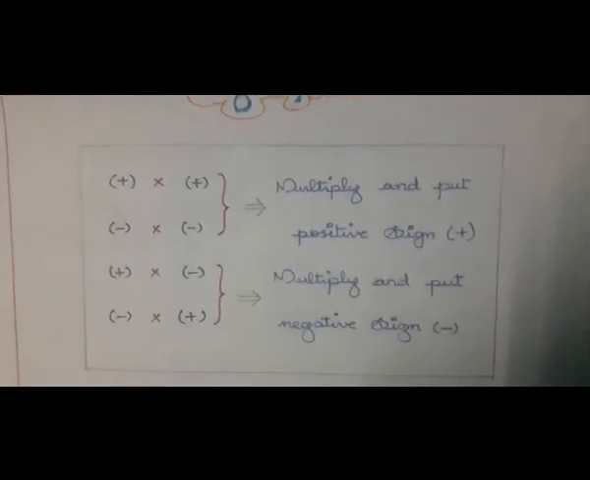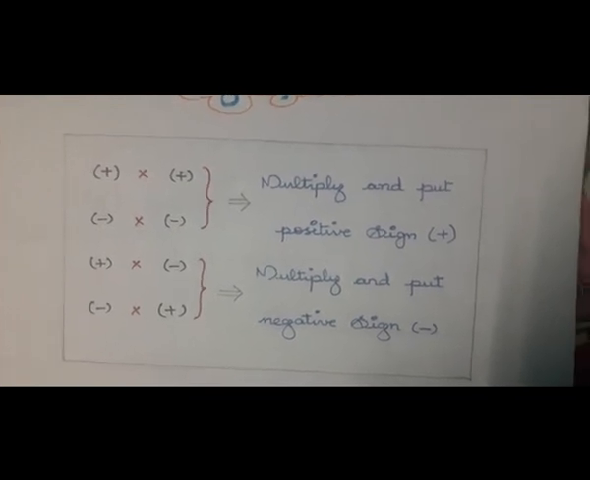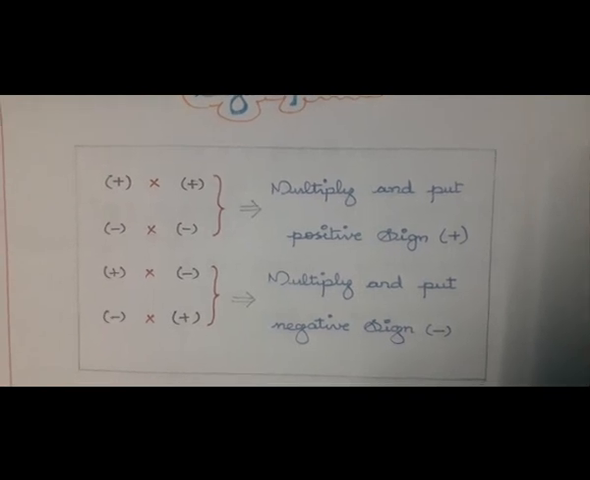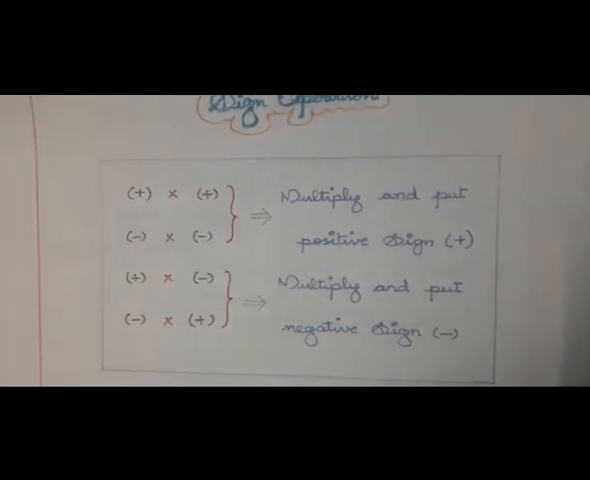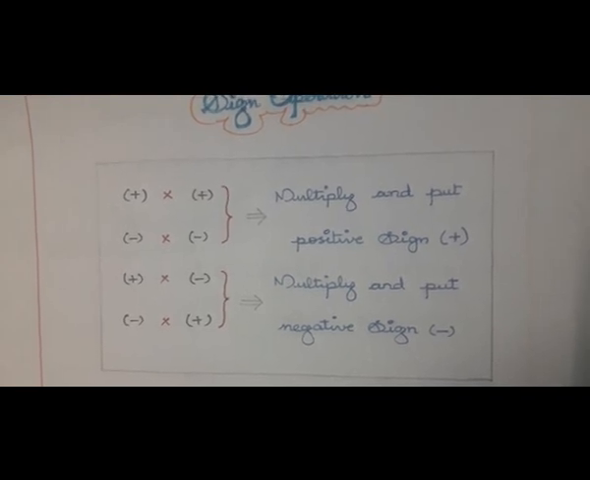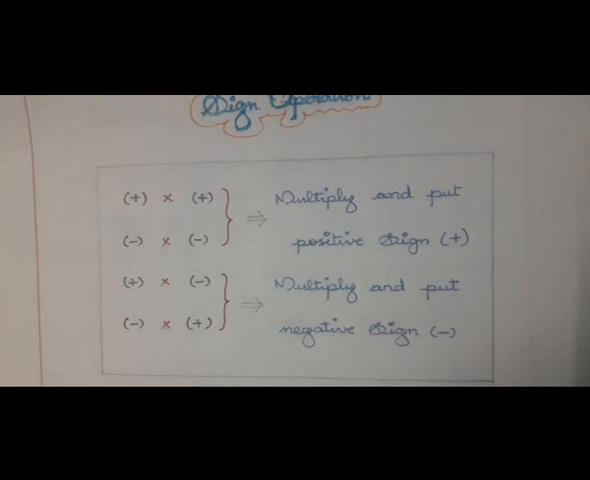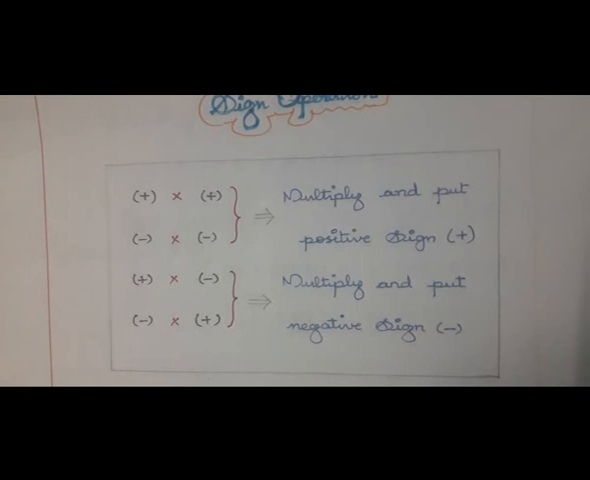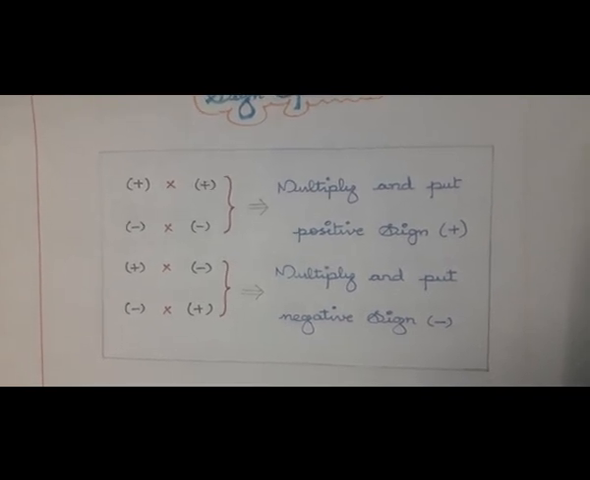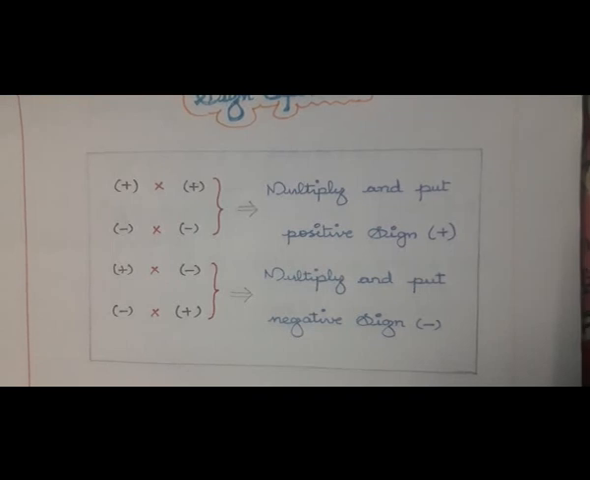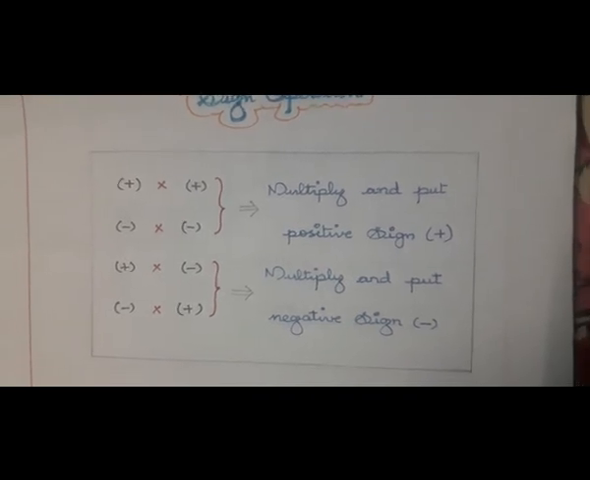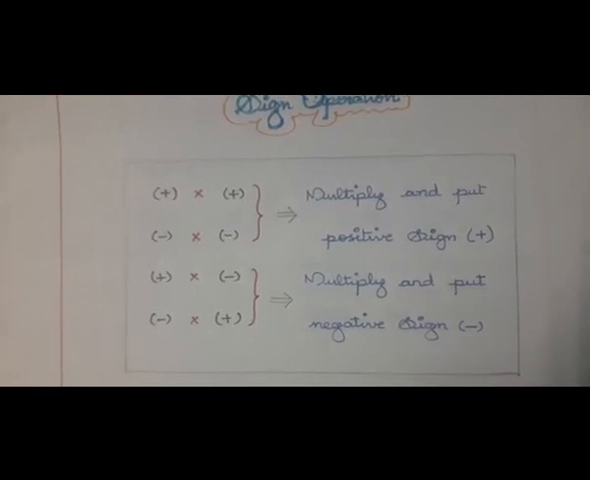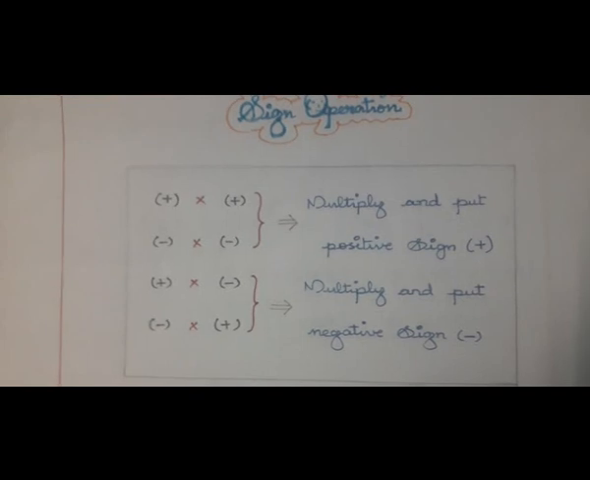When you have two same signs for the given two integers, multiply and put a positive sign. If you have two different signs in the given two integers, multiply and put a negative sign. It's very easy to understand that in multiplication, if the two integers have the same sign, multiply and put a positive sign. If the two integers have different signs, multiply and put a negative sign. Now, I am sure that you are clear with the sign operation of integers over multiplication.